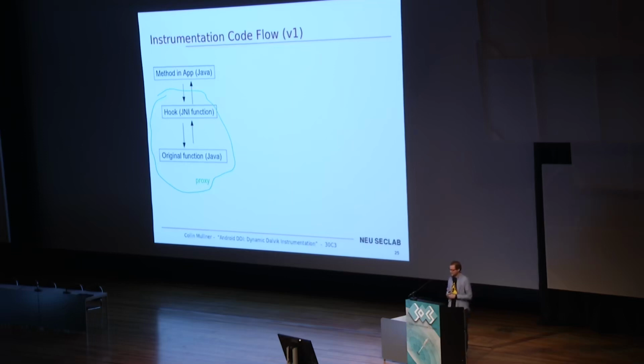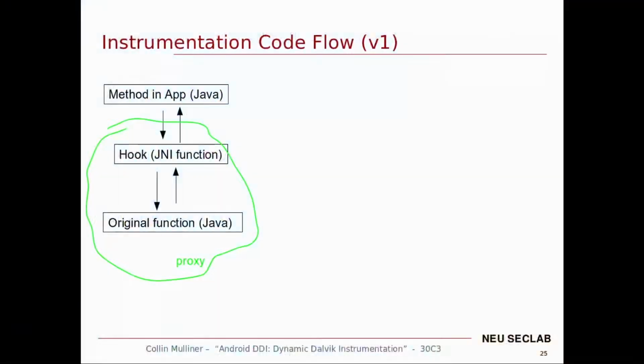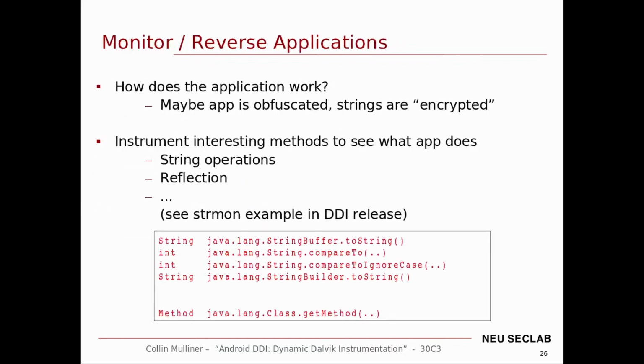So very, very simple. If you just want to look at what an application is doing, you can build a very simple proxy, which really just takes the parameters, maybe logs them, calls the original function, and returns. With this technique, you can already do some lightweight monitoring and reversing. Maybe you have an application which is somehow obfuscated. Maybe there is some string encryption, or maybe some reflection to do more obfuscation.